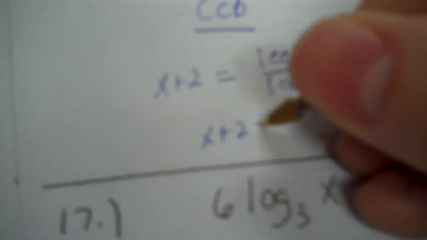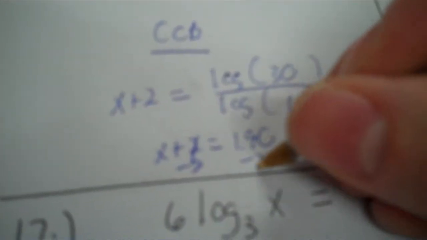The answer to this is not 5. 6 to the what power is 30? Well, it's some irrational decimal. Okay, so 1.90. Then you minus 2, minus 2. 1.90 minus 2 is going to be negative 0.1.